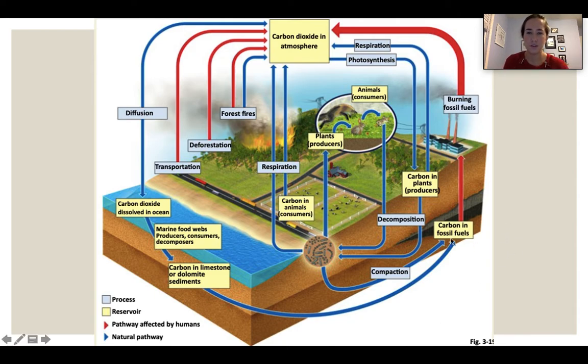So carbon in fossil fuels is one that we're going to talk about a whole lot throughout this entire unit and this entire course. But carbon in fossil fuels, obviously, we have taken it out of the ground. We have put it into our factories, into all of our things to power our world, and we burn them and add a significant amount of carbon dioxide to the atmosphere.